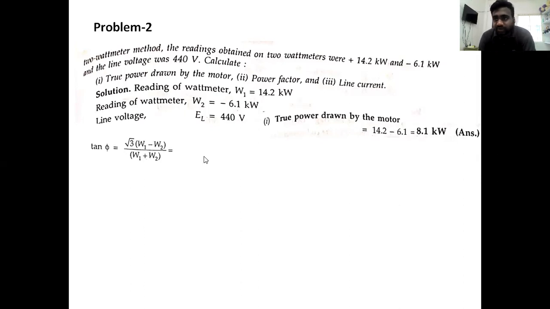How can we calculate power factor? First we need to calculate phi. Tan phi is equal to root 3 into (W1 minus W2) by (W1 plus W2). The value of W1 is 14.2 kilowatts, and the value of W2 is minus 6.1 kilowatts. If we substitute those values and simplify, this is the expression.